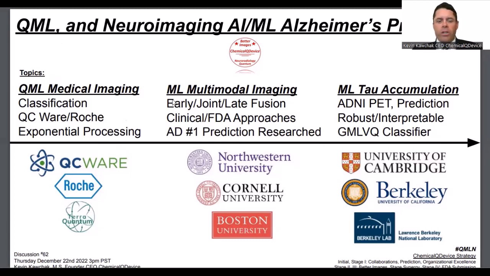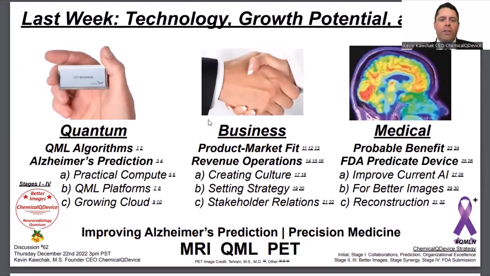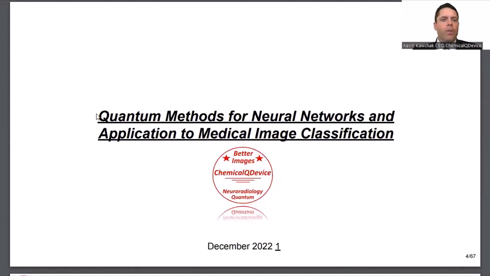Alzheimer's disease across the board is the number one for prediction, for diagnosis. You also see tau accumulation. This is a big paper by Berkeley and Cambridge as well. Now, last week I went over the technology, growth potential, and an ask. So this is basically the intersection of quantum and medical, and specifically we're talking about medical imaging for most of these things. This deck and the presentation are available as well.